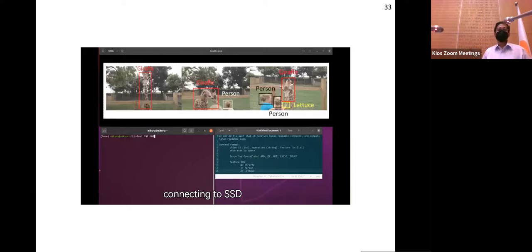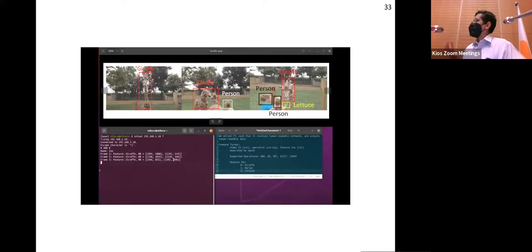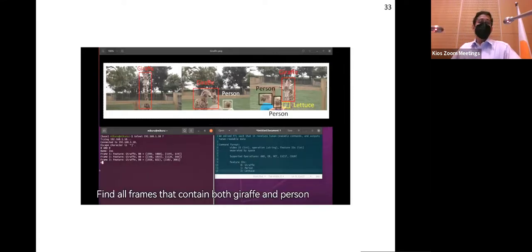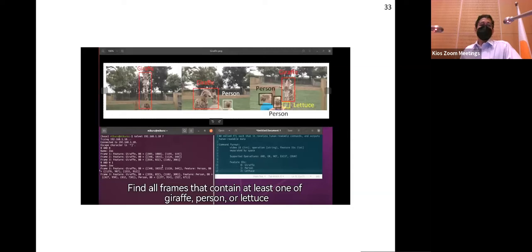So what you're seeing here is actually a very similar scenario to what I was talking about. These are all videos. When the videos or images were stored, they basically did some metadata extraction to say what objects were there. And you're seeing someone telnet into this SSD from their desktop server.